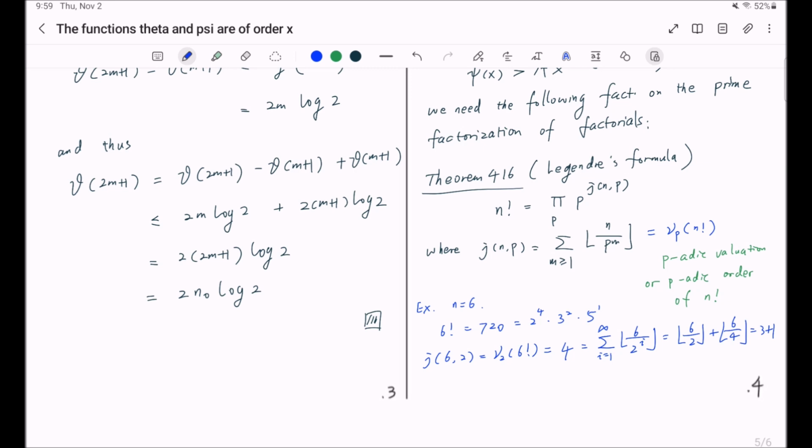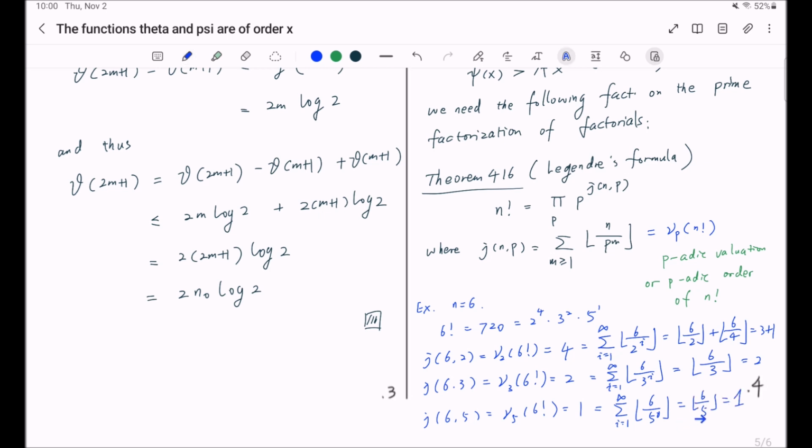And similarly, j of 6, 3, which is nu sub 3 of 6 factorial, here it is equal to 2. And there's only one summand, which is 6 divided by 3, which is 2. And similarly, you can compute j of 6, 5. This is 1.